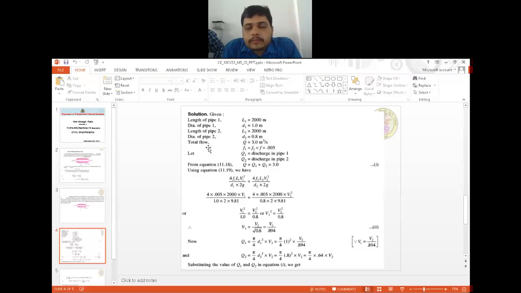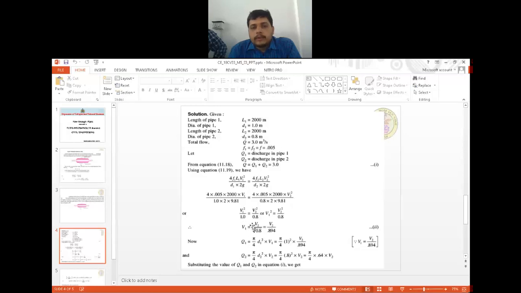Now, equating the two equations for loss of head, that is 4 into F1 into L1 into V1 square by 2gD1 is equal to 4 into F2 into L2 into V2 square by 2gD2. Now substitute the given data in this equation. The unknowns are V1 and V2, and after equating this, we get V1 is equal to V2 by 0.894.